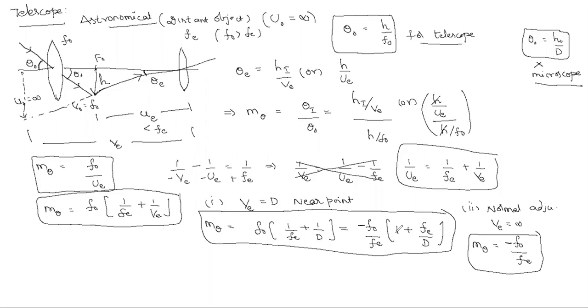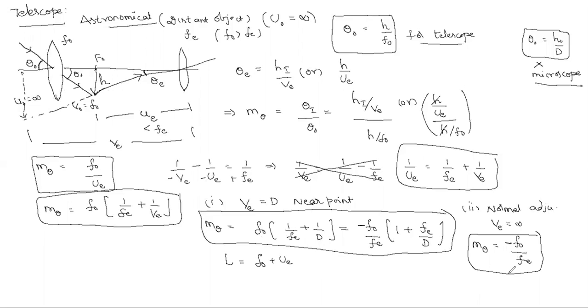So understood? Yes, sir. So this is what the astronomical telescope is. Will you remember this formula? Yes, sir. And last but not least, what is the length of the telescope in the near point adjustment? L is equal to the length of the telescope, UE plus FO. Right, very good.